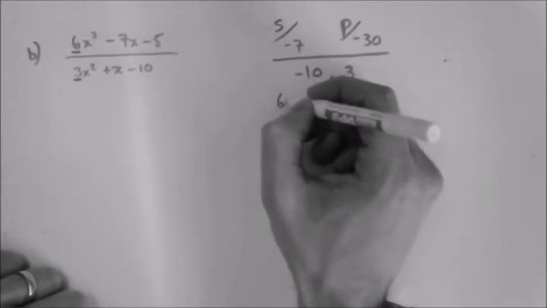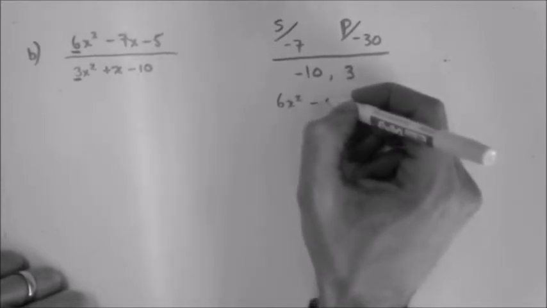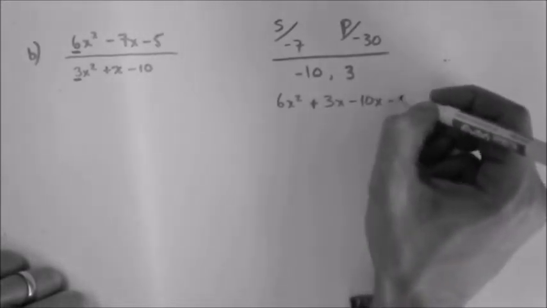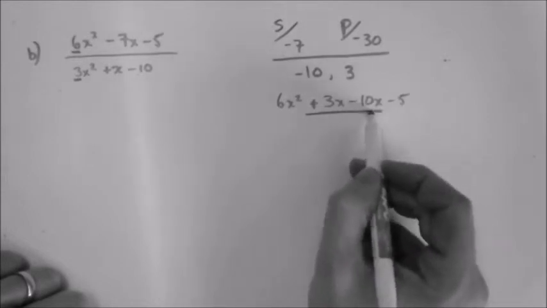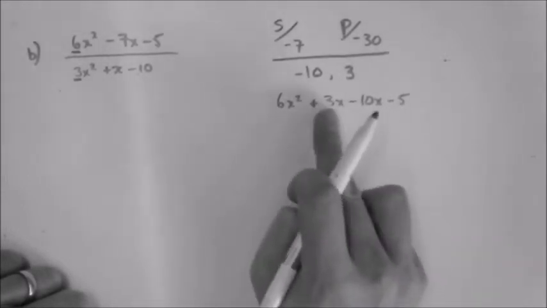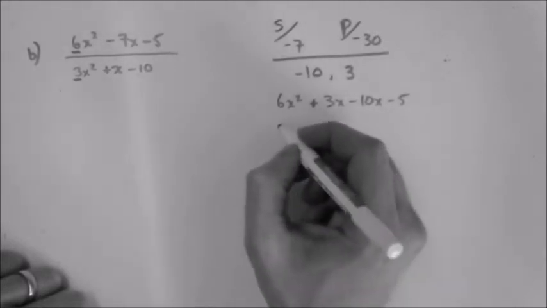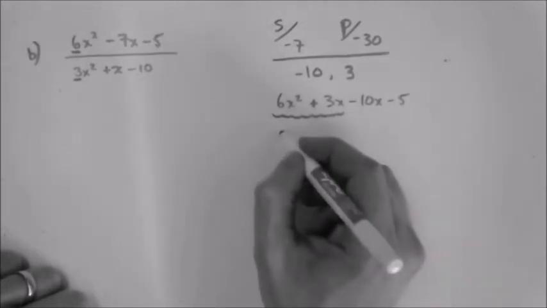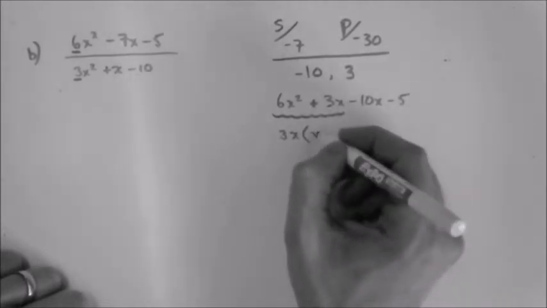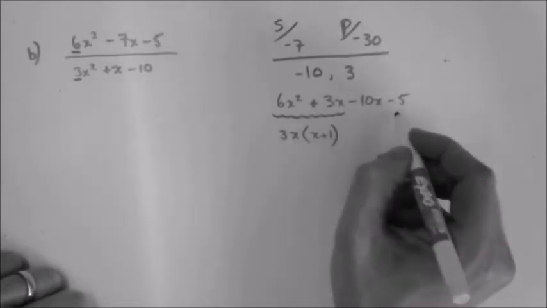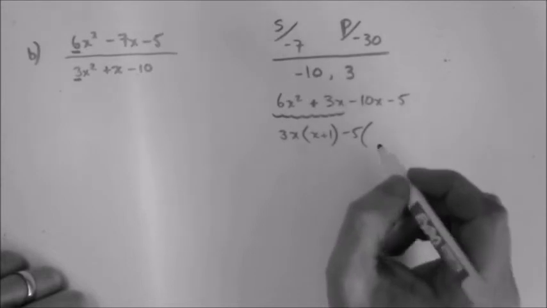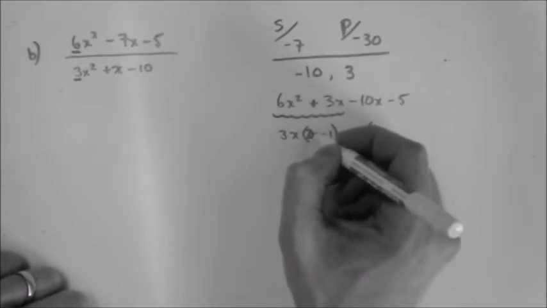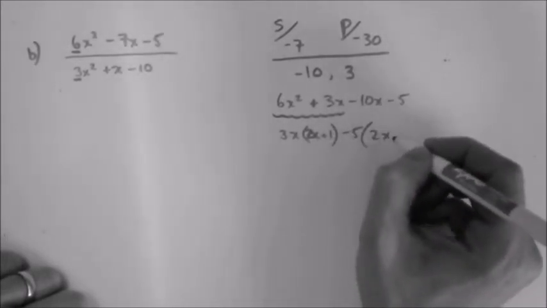We've got 6x squared, I'll switch it around because it's easier, plus 3x minus 10x minus 5. So all we did is we substituted these in for negative 7x. Now I can factor by grouping. I can group these first two terms together and pull out 3x, leaving me with 2x plus 1. And here I can factor out negative 5, leaving, oh, I made a mistake, 2x plus 1 here in this first bracket. And same thing in the second bracket, 2x plus 1.